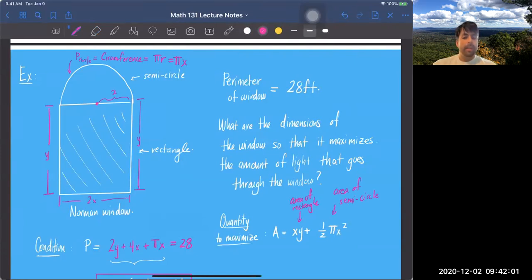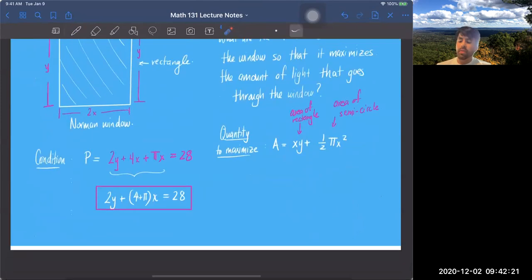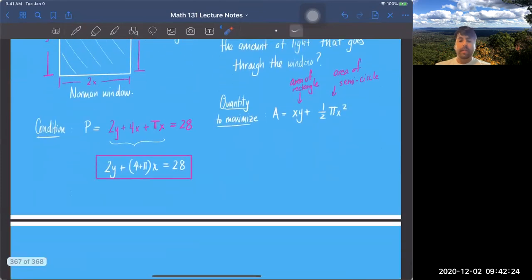Okay? Now, what is it that I want to maximize again? I want to maximize my area. The problem is I have a function of an area that is expressed with x and y, but I only want one variable. So what am I going to do here? What do I need to do? I need to get one of the variables expressed in terms of the other variable.